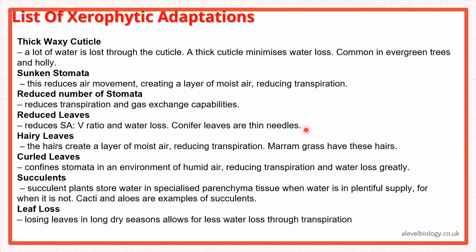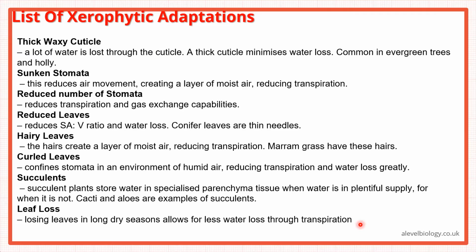Conifer leaves are thin needles. Then hairy leaves: the hair creates a layer of moist air, reducing transpiration. Marram grass has these hairs. Curled leaves or rolled leaves, right? Conifers have stomata in an environment of humid air, reducing transpiration and water loss greatly. Succulents store water in specialized parenchyma tissue when water is in plentiful supply, for when it is not. Cacti and aloes are examples of succulents. Then leaf loss: losing leaves in long dry seasons allows for less water loss through transpiration.